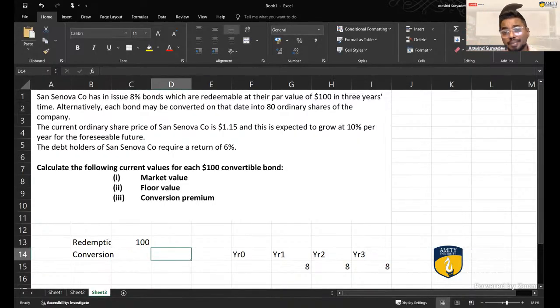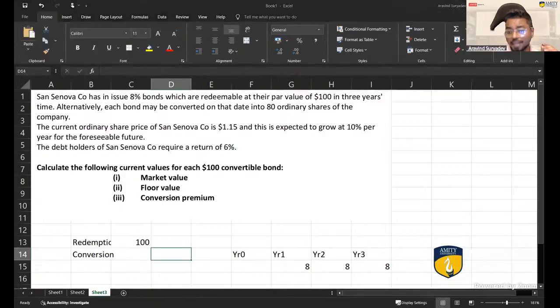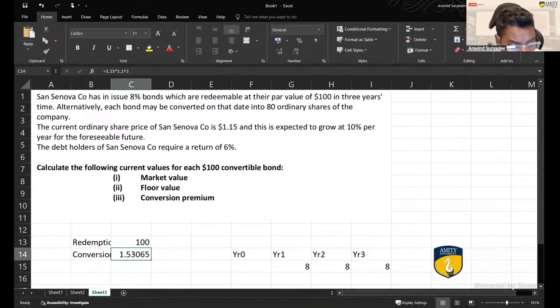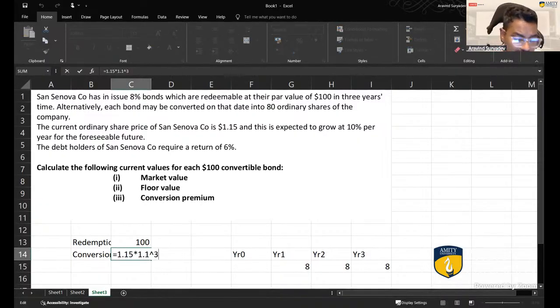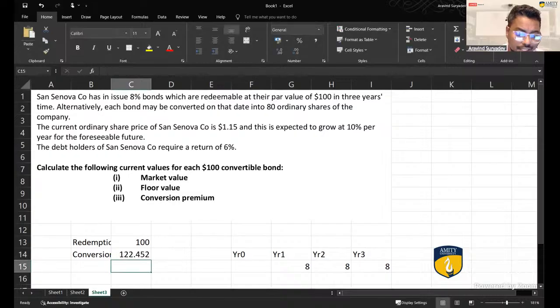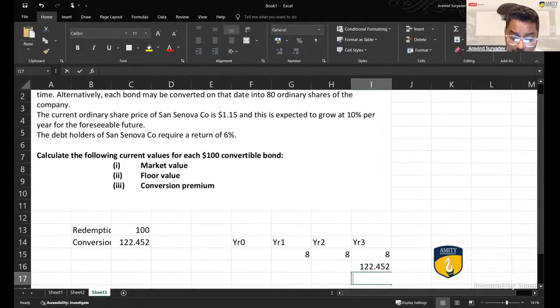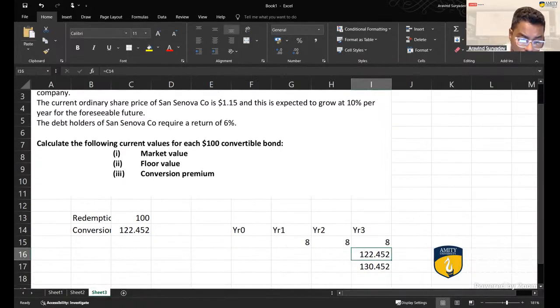Now, conversion happens 3 years from now. So we got to figure out by that time what is the expected value of the share. If the share is expected to grow by 10%, that is multiplied by 1.1 raised to 3, 10% for 3 years, right? The expected share price is 1.53. Now multiply that by 80 shares, we will get the conversion value. So the conversion value seems to be better. So please take that into account for calculating the market value of the company.